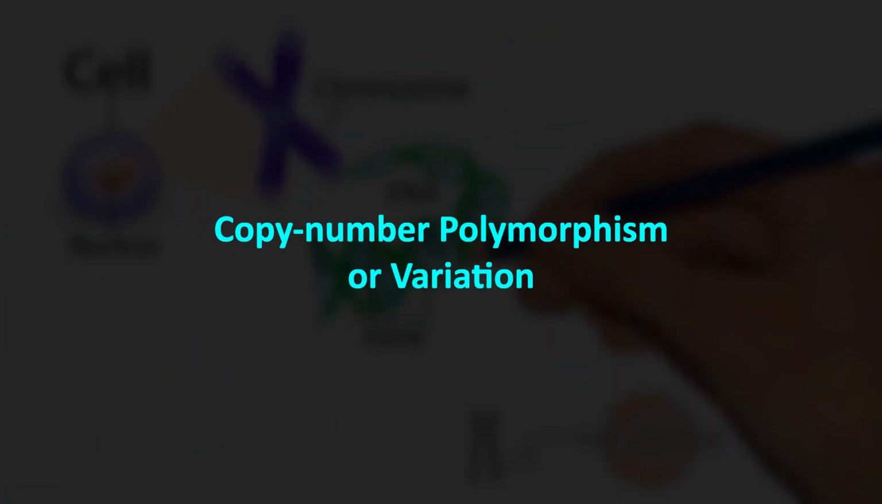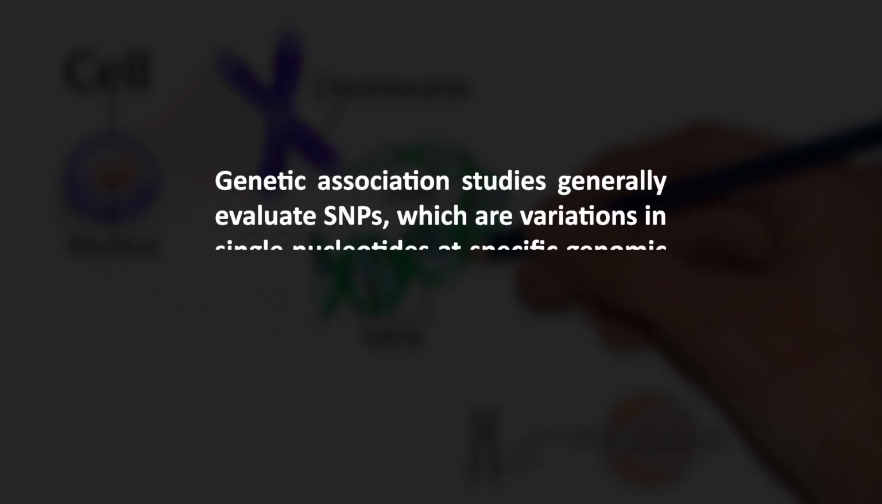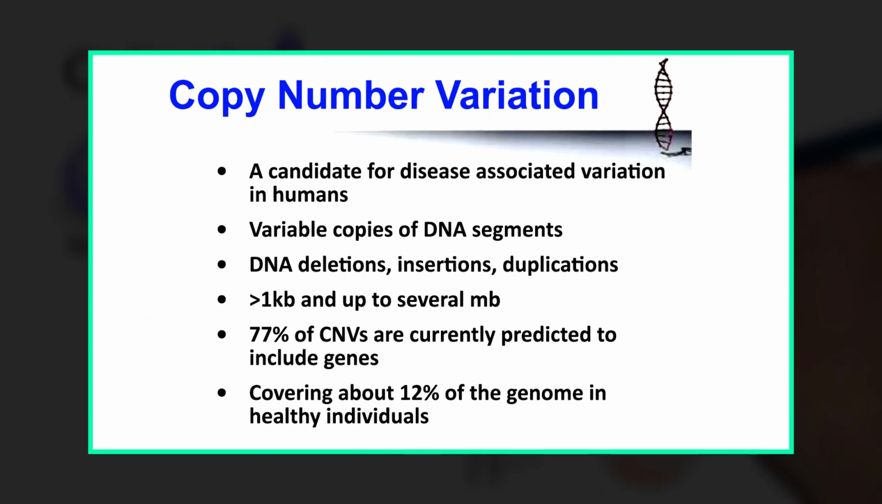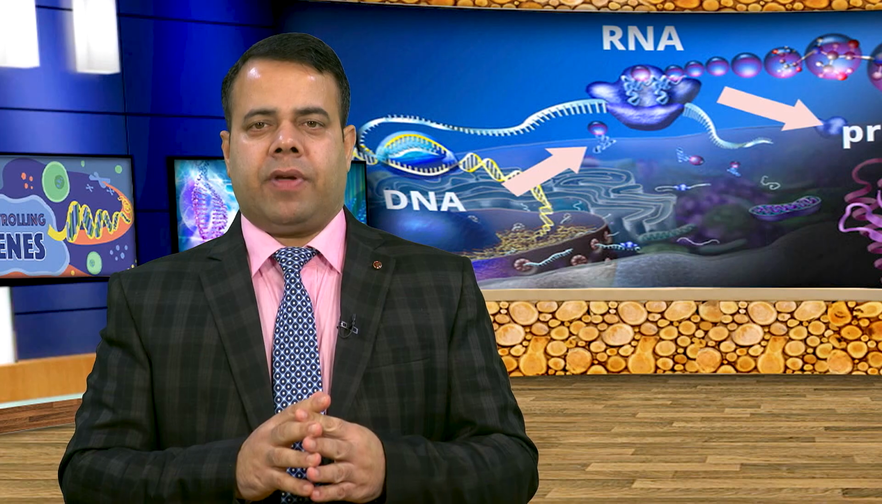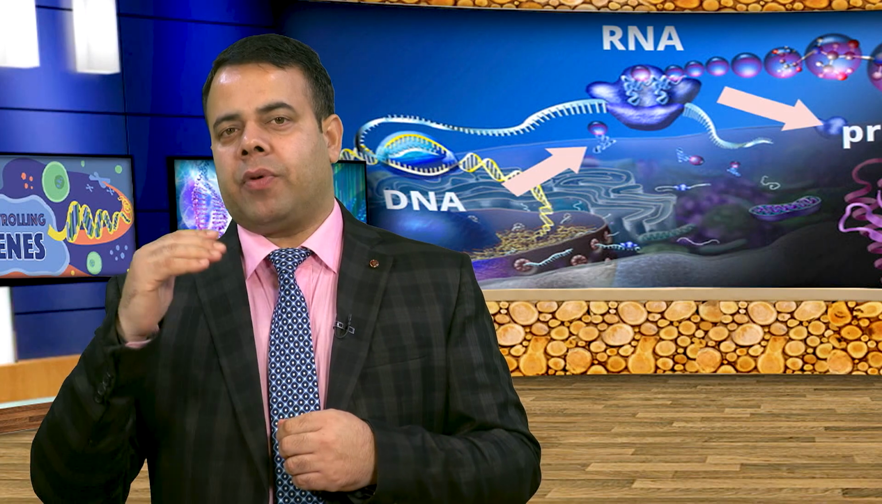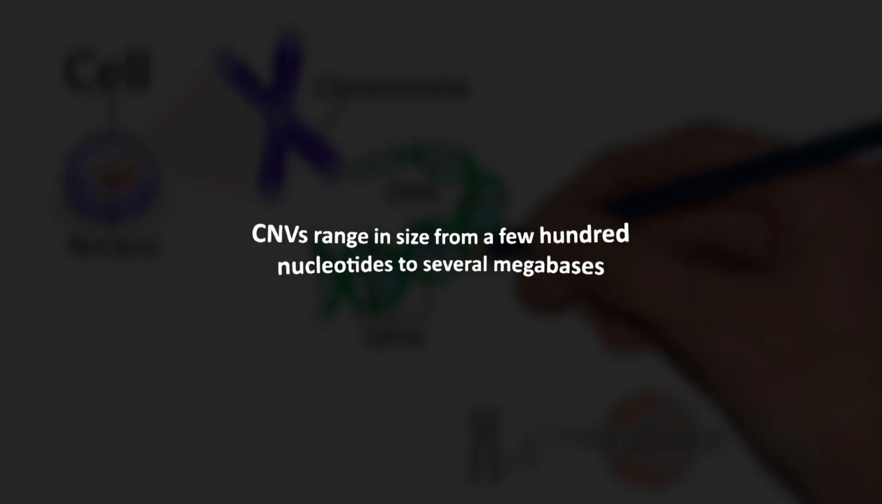Dear students, let's now discuss the copy number polymorphism or variation. Genetic association studies generally evaluate SNPs, which are variations in single nucleotides at a specific genomic location between individuals of the same species. Recent studies indicate that the human genome contains another frequent type of polymorphism, copy number variations. A copy number variation or CNV is a variation in which a segment of DNA can be found in various copy numbers in the genomes of different individuals.